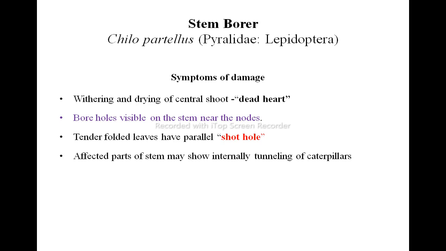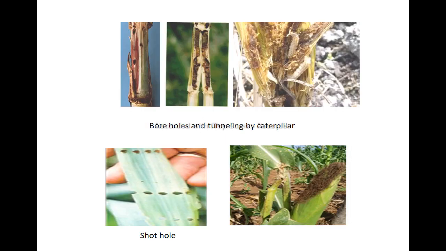And externally we can see the bore holes on the stem that is near to the nodes. And next symptom of the stem borer is that on the newly opened leaves, we can see the short holes, or we can say pin size holes. In the next slide I will show you. In the third picture you can see the short holes.